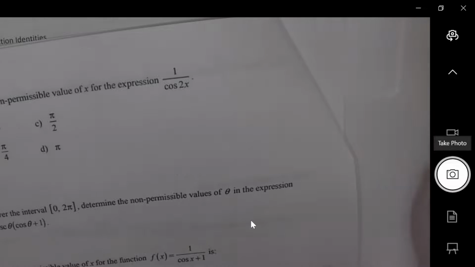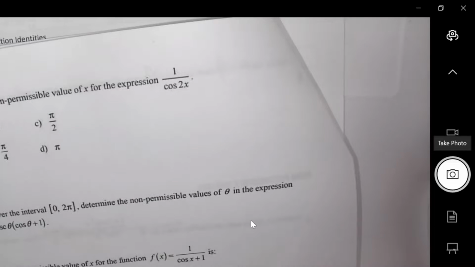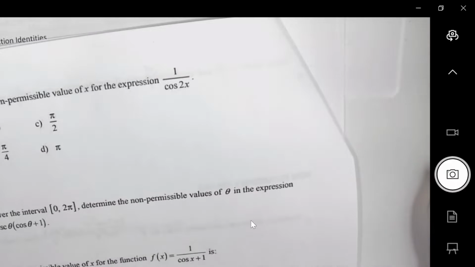Okay, so this is called a non-permissible value. Tell me, what in math don't we like about fractions? What's not allowed in a fraction in math? What can't you ever do?